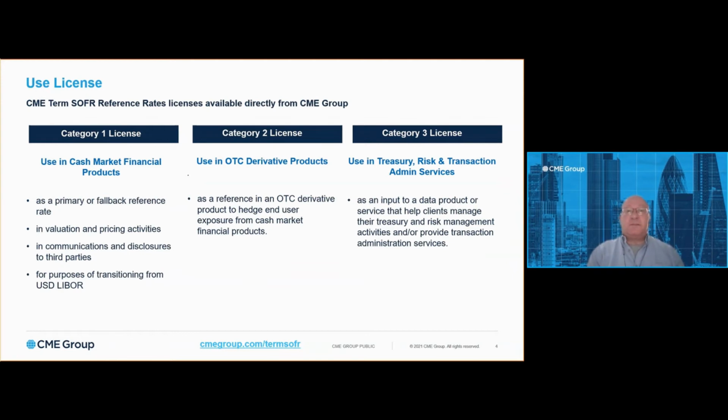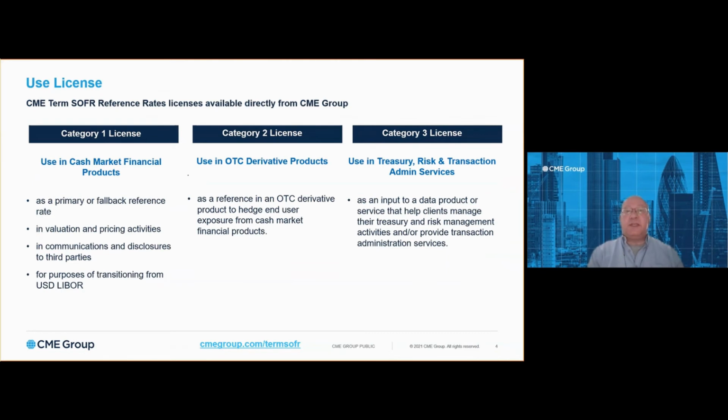The use in these instruments includes any calculation of interest amount, default rate or closeout calculations, valuation and pricing activities, collateral calculations, interest rate calculations, the creation of pricing, discount, and forward curves. It also allows for communication and disclosures to end users in connection with the transaction. Please note that when converting a transaction or transitioning a transaction to term SOFR, as soon as the fallback is triggered and term SOFR becomes the primary reference rate, a license will be required.